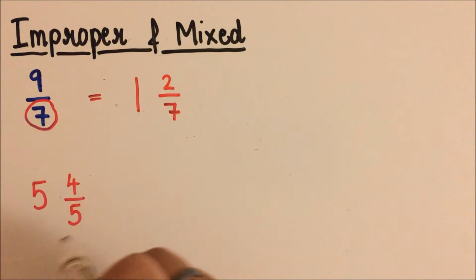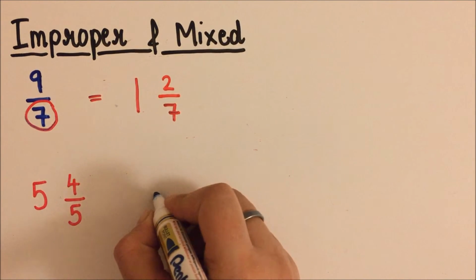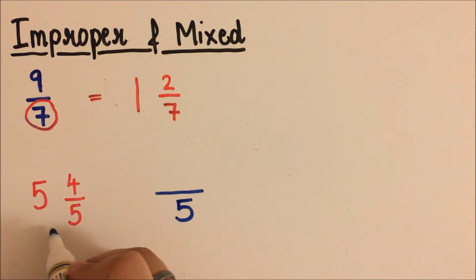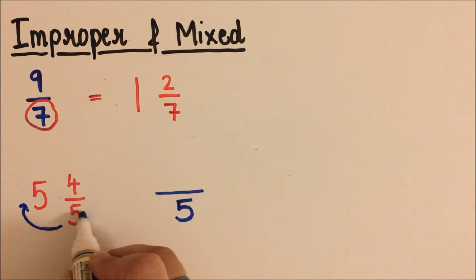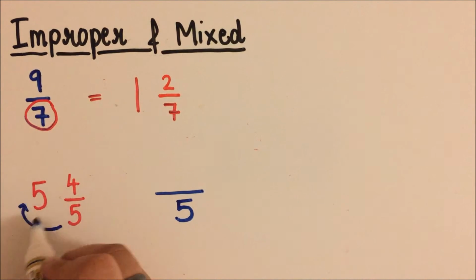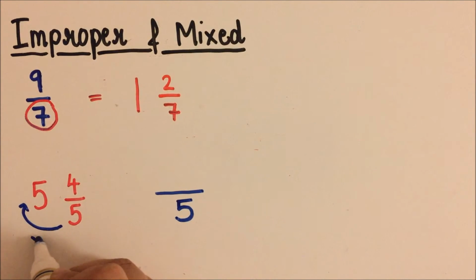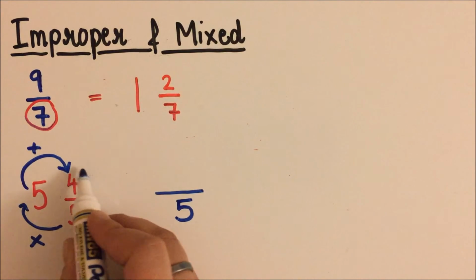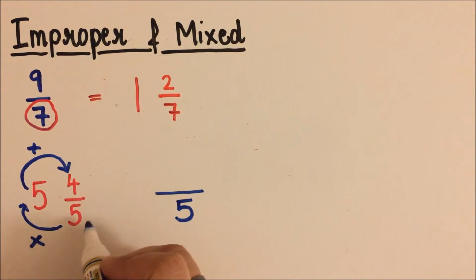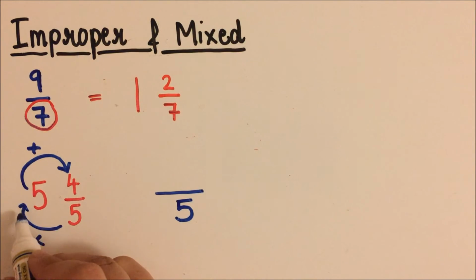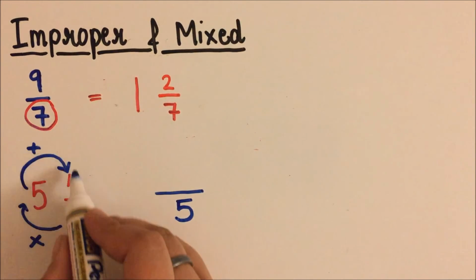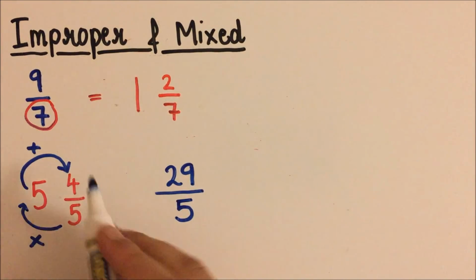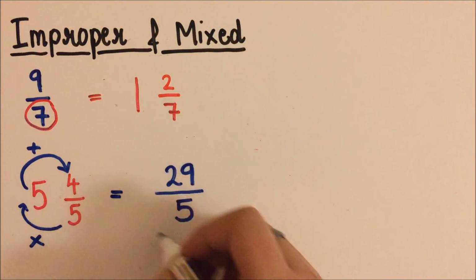Now let's take a look at this mixed fraction here. So we know the denominator is going to be 5 because denominators stay the same. But the little rule says that it's the denominator multiplied with the big number, so the whole number. You multiply that and then you add the numerator. So numerator is the top number, denominator is the bottom number. So 5 times 5 gives us 25. Add 4 gives us 29. So this mixed fraction is the same as this improper fraction.